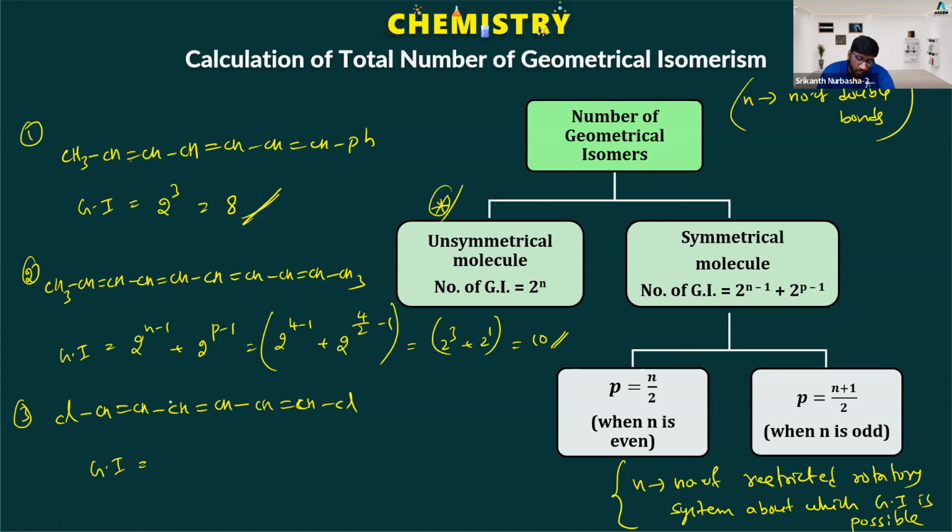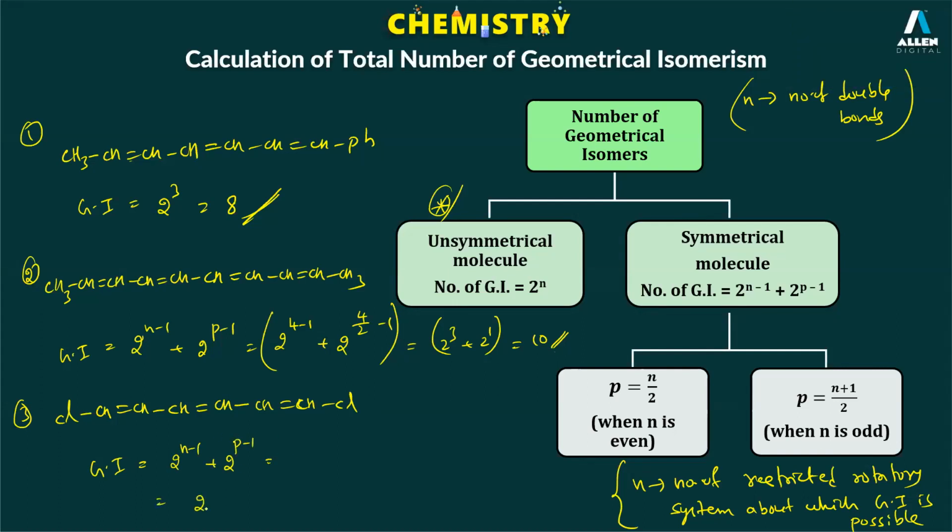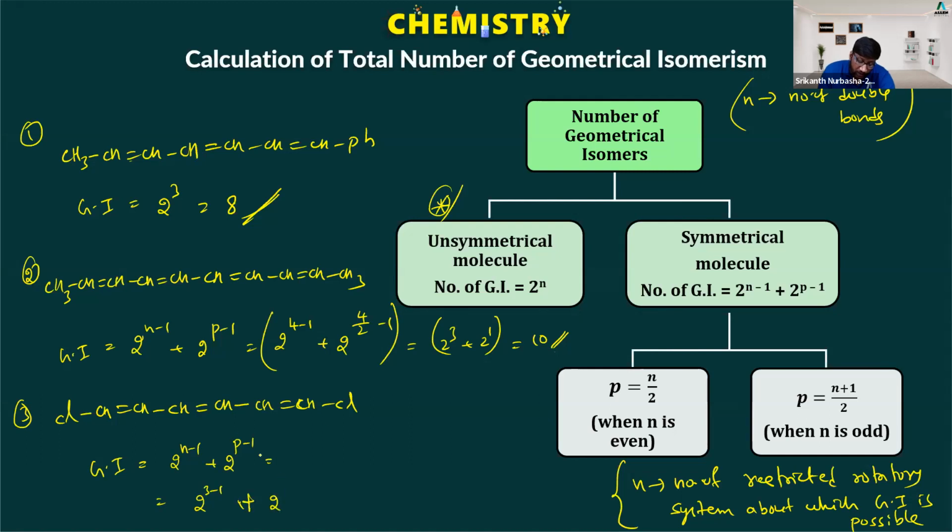Here, in the last case, symmetrical molecule, Cl, CH double bond, CH double bond, CH double bond, Cl. Symmetry is there. So 2 power n minus 1 plus 2 power p minus 1. What is p? p is nothing but n plus 1 by 2, because n is odd. So 2 power 3 minus 1 plus 2 power 4 by 2 minus 1, that is 2 power 2 plus 2 power 1. How much is that? 6.